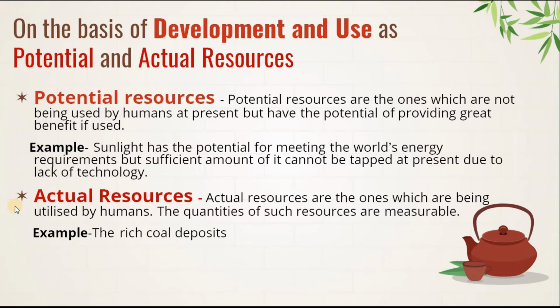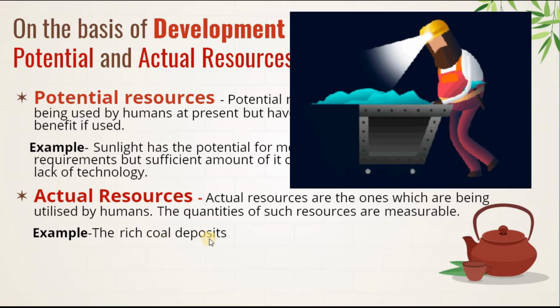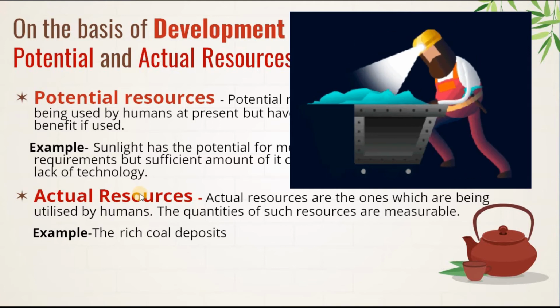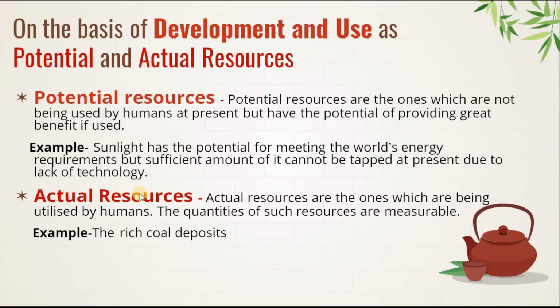Now students, actual resources. Actual resources are the ones which are being utilized by humans. The quantities of such resources are measurable, meaning the resources which humans are using and which can be measured are known as actual resources. Examples are rich coal deposits. So actual resources means the quantity and quality of the resources is known by us. I hope it's clear what you mean by potential resources and actual resources.